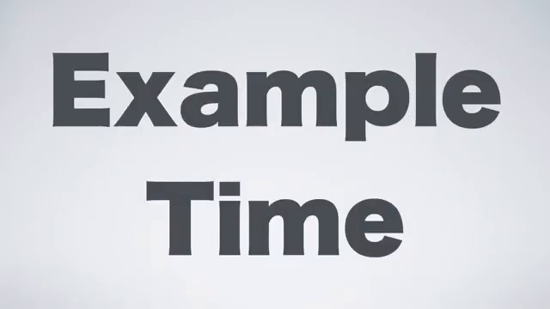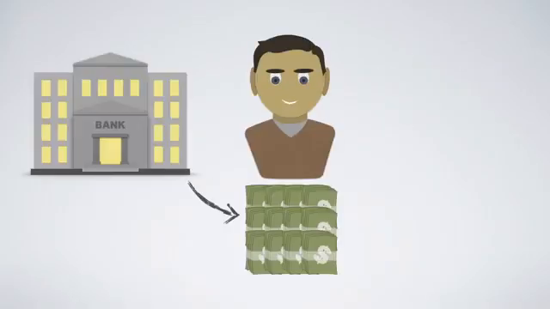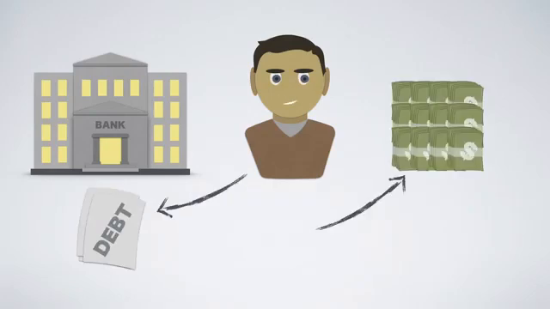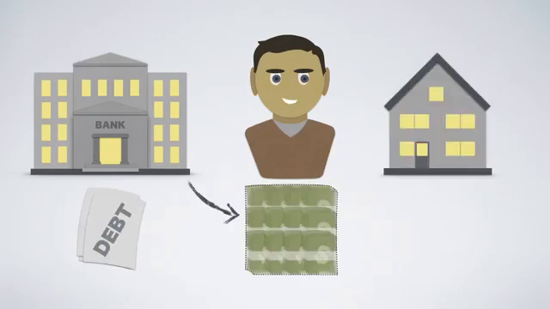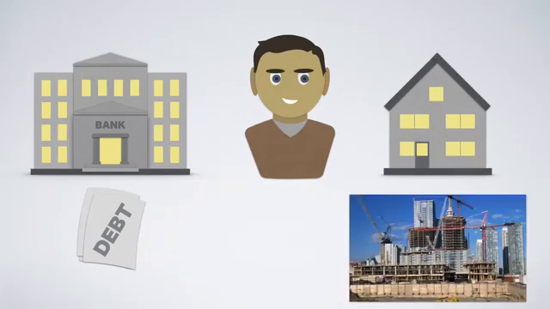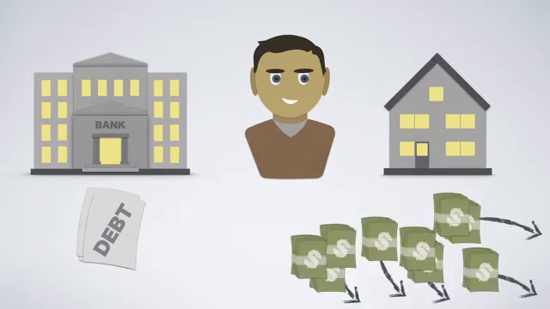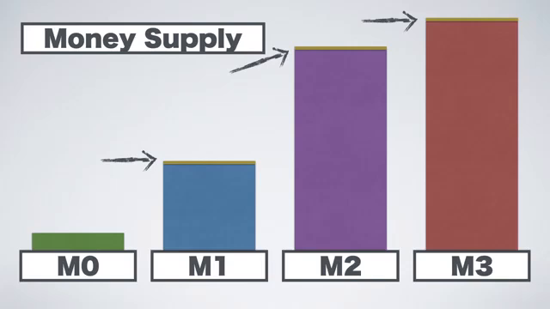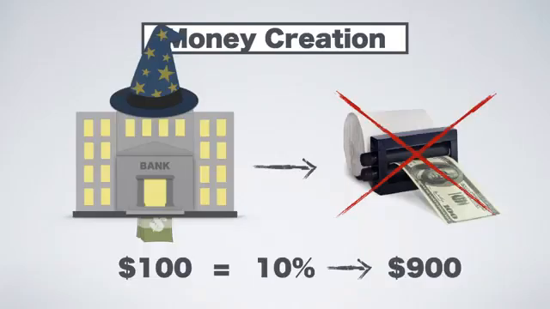No. Example time. Let's say you go to the bank, borrow money, meaning you take on debt to use that money to build a house. So at the end of the day, you took money that didn't exist before to create value that didn't exist before in exchange for debt that didn't exist before. Cool. The money now entered the system through construction firms and whatever, which means that the money supply has increased. With the exception of M0, because commercial banks don't print money, remember?